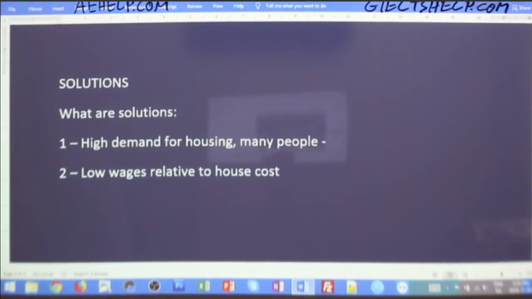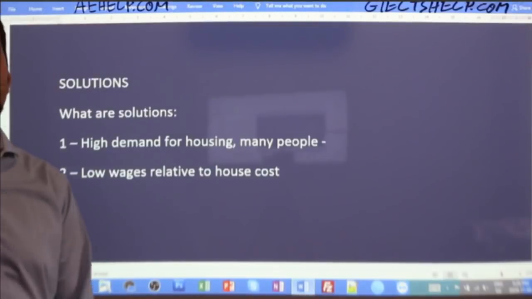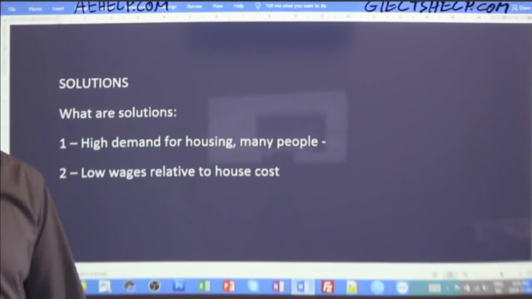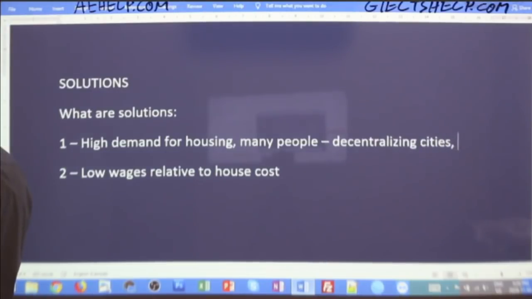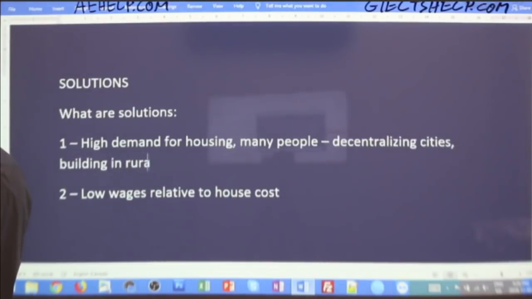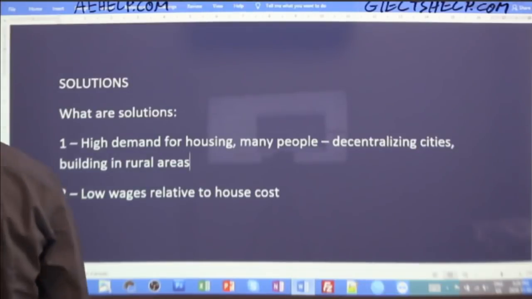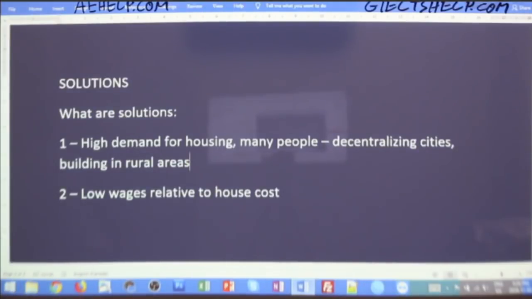So Naveen says maybe constructing buildings in less urbanized areas. So decentralizing cities. Sure, that's a very clever idea, Naveen, and a lot of people will agree with you on that. Okay, so decentralizing cities. Building in rural areas. Very clever. Okay, that is a smart option, Naveen.